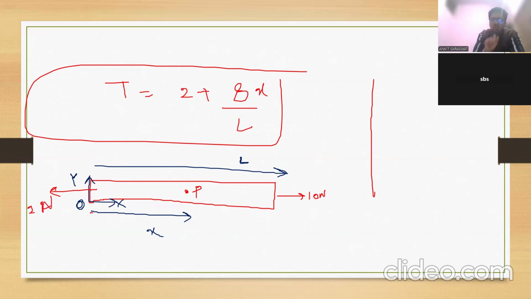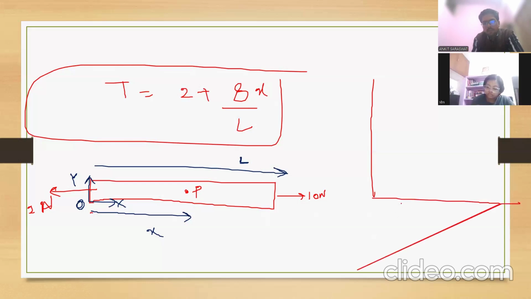Now if I ask you to draw the tension versus X graph, how to draw the T versus X graph? I'm drawing here, okay? On the x-axis, this is the 0, 0 coordinate. T is the tension on the y-axis. Now when x is 0, see this equation 1. When x is 0, T is what? 2 Newton. It means that when point P is here, x is equal to 0, then tension will be 2 Newton.